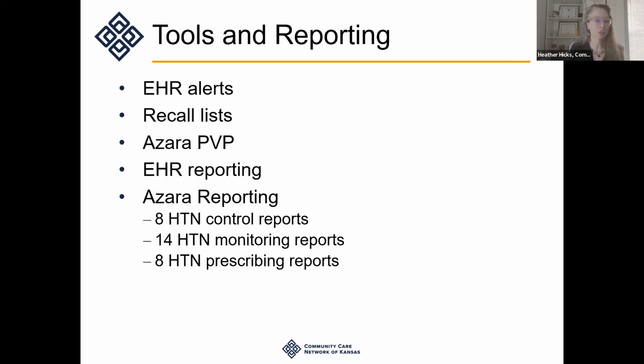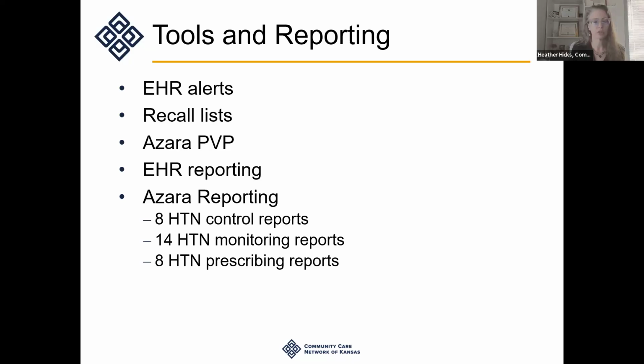Are you using EHR alerts or the Azara PVP to identify these things? Are you pulling recall lists to call these people in? And not necessarily just, oh, we haven't seen this hypertensive or diabetic patient for 6 months. We haven't seen this hypertensive patient yet this year. Or this hypertensive patient's blood pressure was elevated, we made a med change, it's been a month and we haven't seen them. Are we bringing them in for closer monitoring until we get them stable in a controlled status with their disease? Like I said, these are reporting, so that's what I'm going to give you.